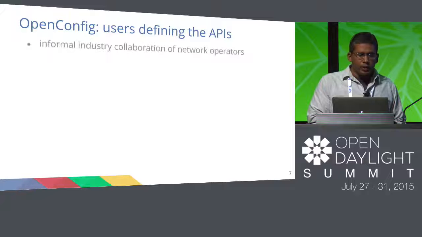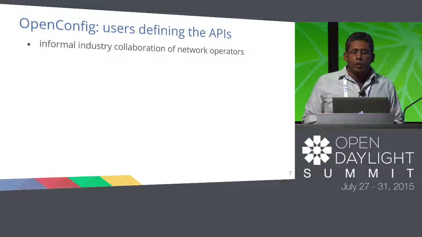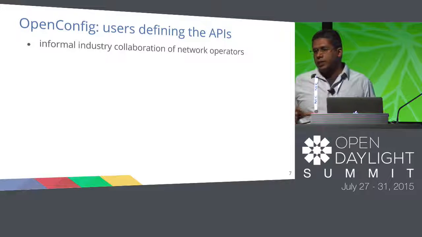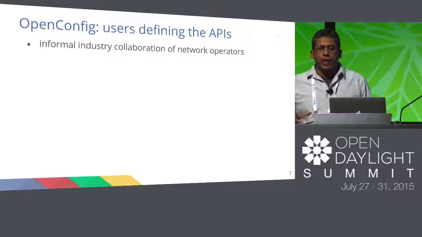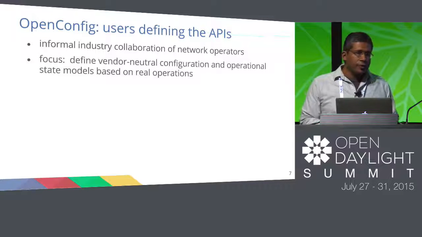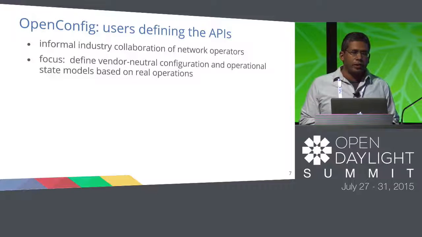So what is OpenConfig? Let me say a little bit about it at a high level. Basically, it's an informal industry collaboration of network operators. So we've got a bunch of network operators together who are working on defining these common APIs. So this is a case where it's users who are taking the job of defining the APIs and interfaces into their own hands. And our focus initially is on defining these vendor-neutral configuration and operational state models.